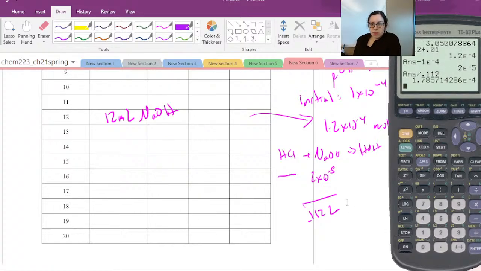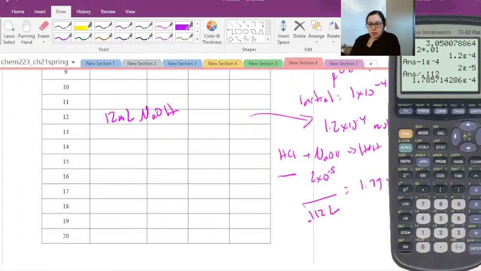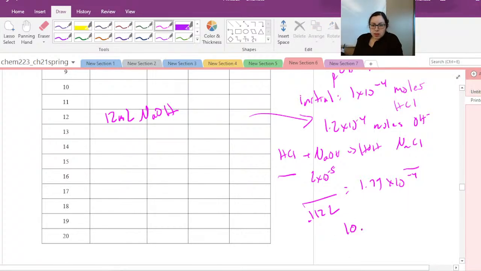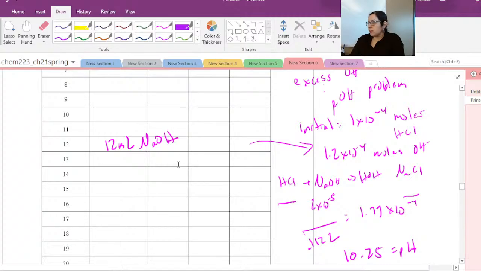And so then, right now, this is a POH problem, so 1.79 times 10 to the negative 4. So now we can solve for POH, right? And pH. And so now at this point, it should be 10.25 for the pH at 12 mils, theoretically. So feel better about those calculations.